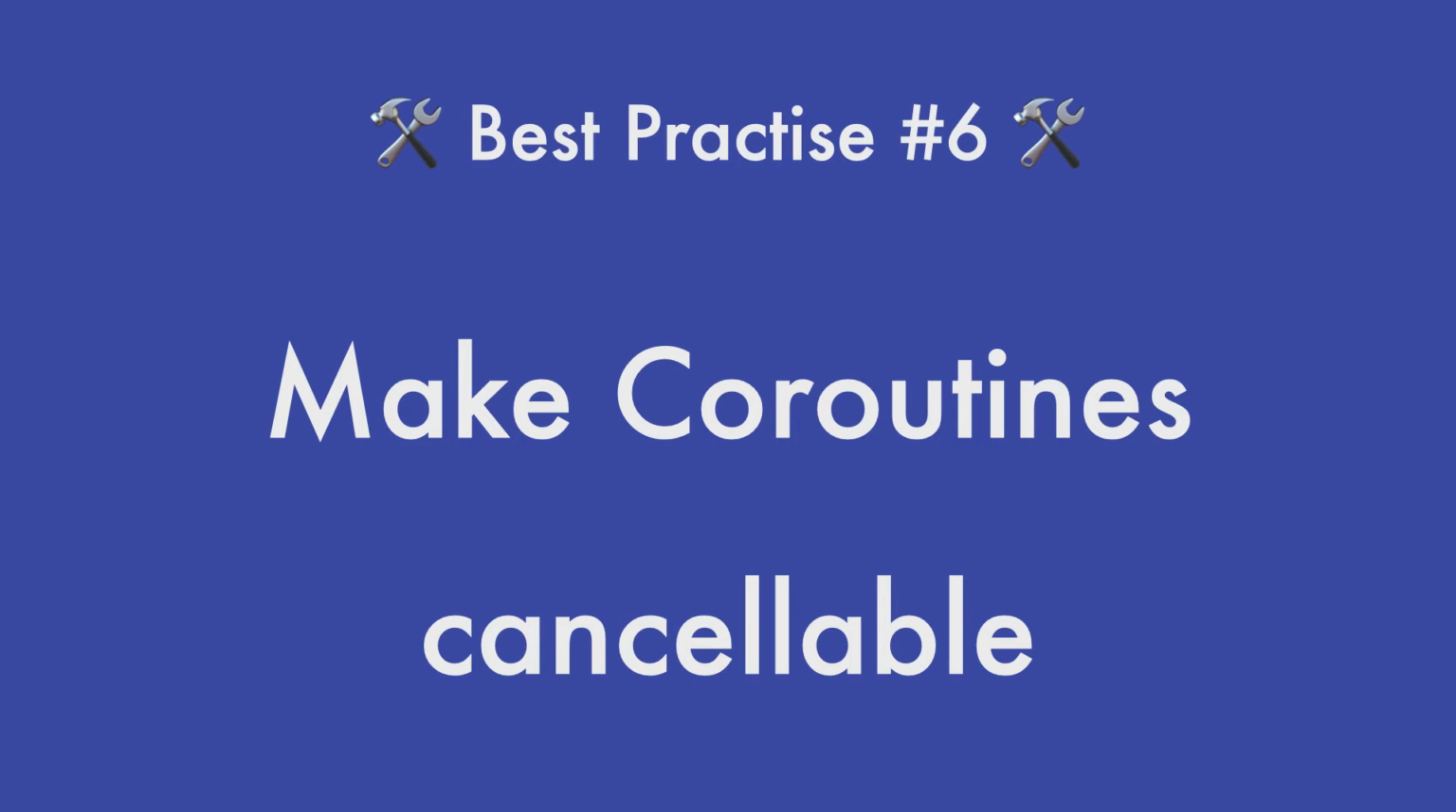Cancellation in Kotlin Coroutines needs to be cooperative. This means that we have to write the code in our coroutines in a way that the coroutines machinery has a chance to abort it. The Kotlin Coroutines machinery can only abort a coroutine if it gets suspended, or if there is a check for cancellation.